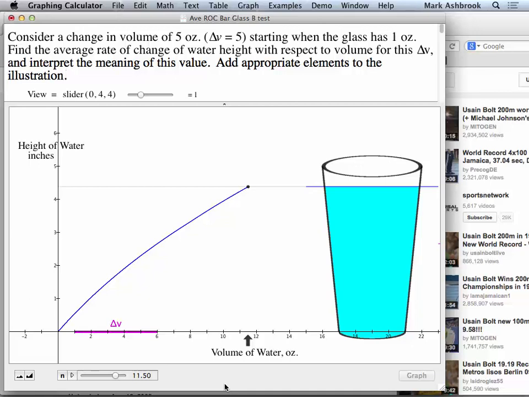And then answer number 3 as well. So what would you add visually to this graph to demonstrate that new average rate of change that you're finding? What visual elements would you add to this graph to demonstrate that average rate of change that you just found? Make a sketch.